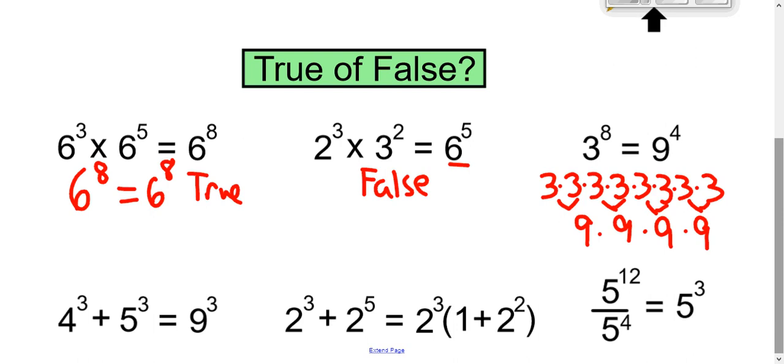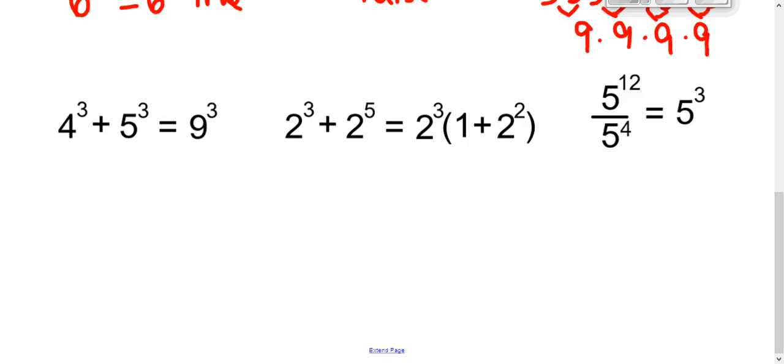So just remember, when you have addition, this is not a law. So immediately it's going to be false. You can check it with your calculator just to see, but you can't add 4 and 5 and get 9 to the third. This is not multiplication, so it's just not going to work.